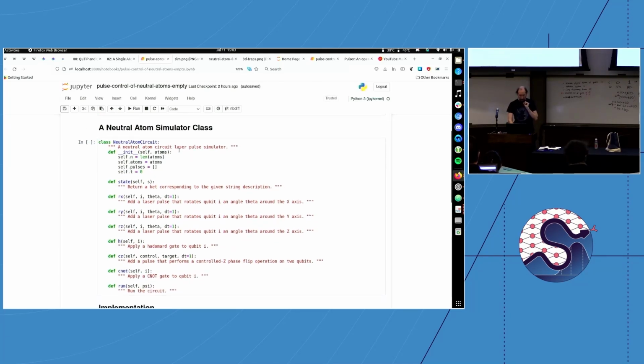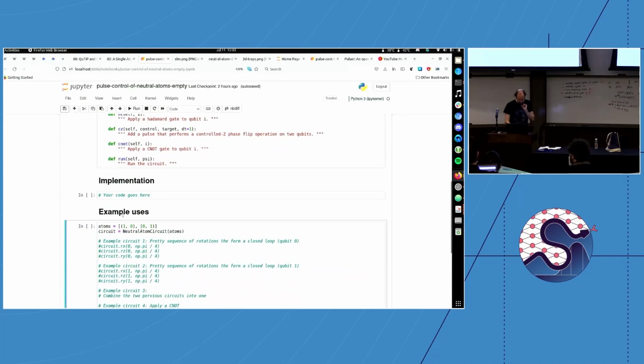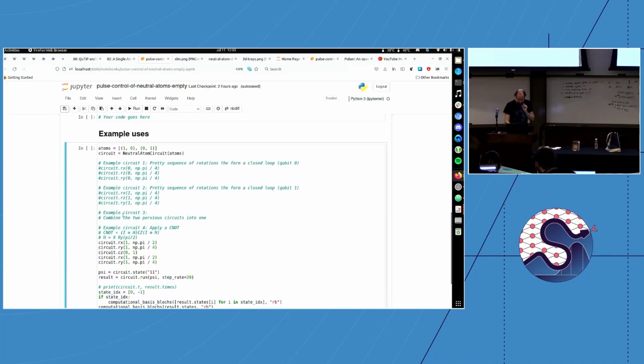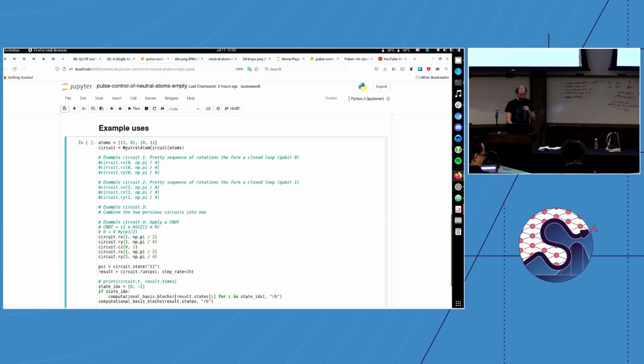What we're going to try and do in the rest of the tutorial is fill in this little neutral atom circuit class. I'll quickly scroll down to how you use the class, and we can go back up. You pass in a list of atoms and their positions: one atom at the XY coordinate 1, 0, and the other at 0, 1, on opposite parts of the square. And we pass them into a neutral atom circuit.